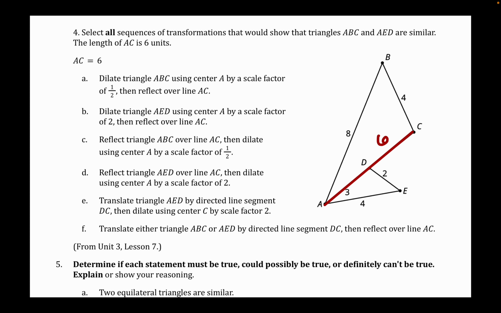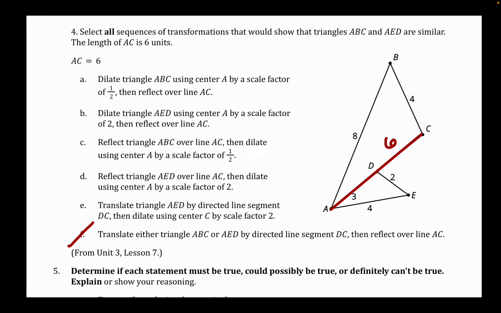So I notice that option F here just kind of caught my eye. But option F says translate and then reflect. There is nothing about a dilation here. So it needs a dilation, meaning I cannot use F. Okay, so that's to start out. The rest of these have scale factors included in them. Let's look at what we've got.